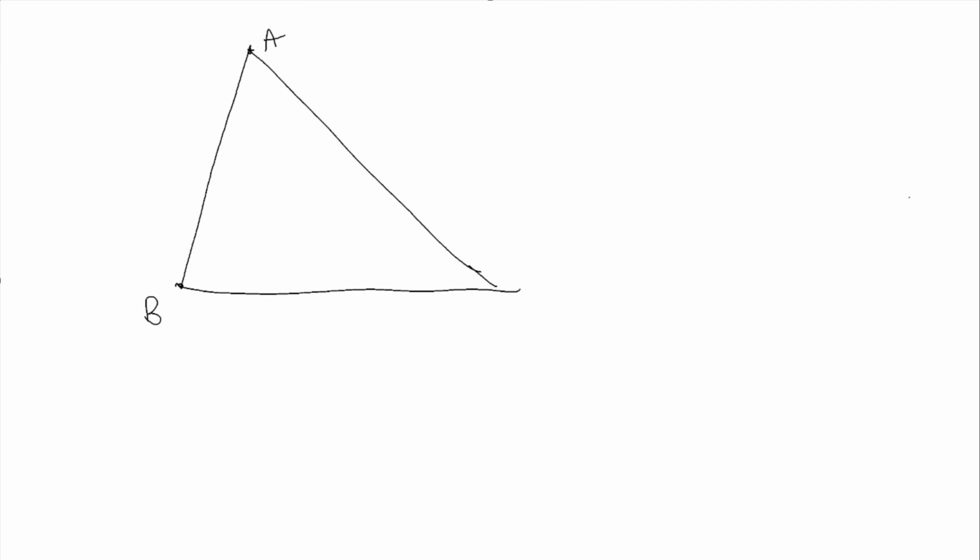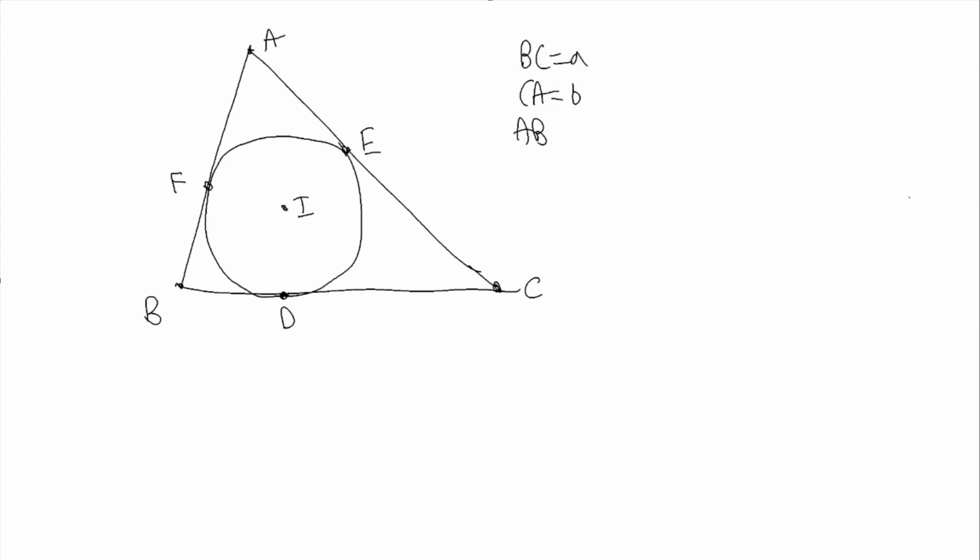Okay, so now that we know about our incenters and excenters, it seems like a good idea to shift our focus to the incircle and excircle. So suppose that we have our triangle ABC here. So A, B, C. And we have our incircle this time, and it's centered at I. And suppose that the tangency points are D, E, and F.